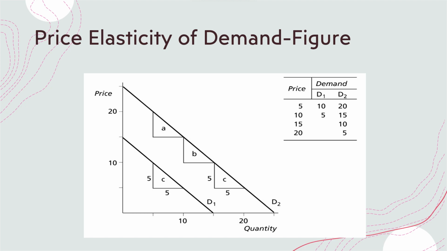In contrast, D2 within triangle C shows that quantity demanded increased from 15 to 20, that is plus 1 over 3, when the price fell from 10 to 5, that is minus 1 over 2. Elasticity is therefore calculated as 1 over 3 divided by minus 1 over 2, and this will give us minus 2 over 3. This demonstrates the importance of the position of the demand curve. Generally, a curve further from the origin will tend to be less elastic, as shown in the diagram.